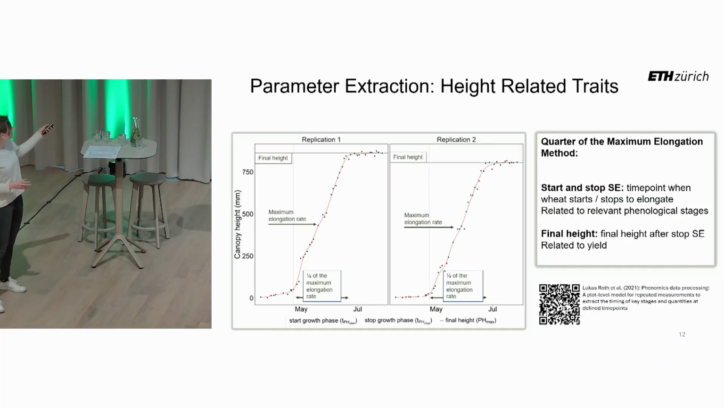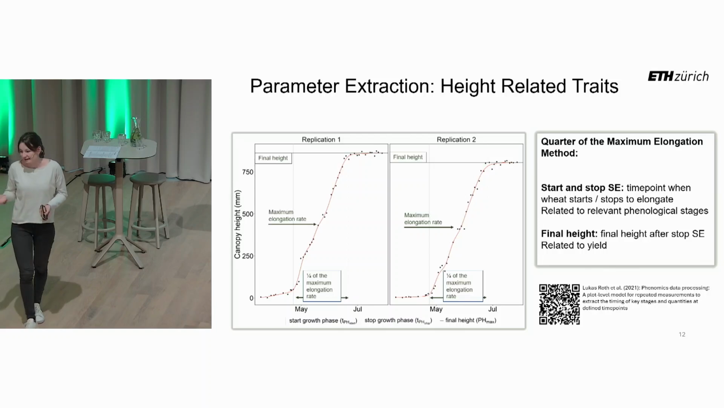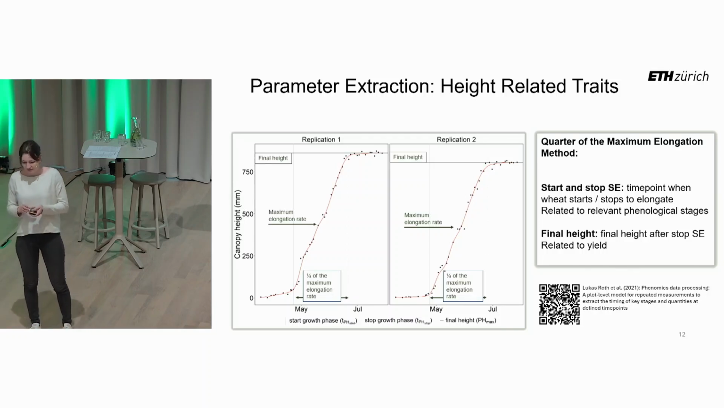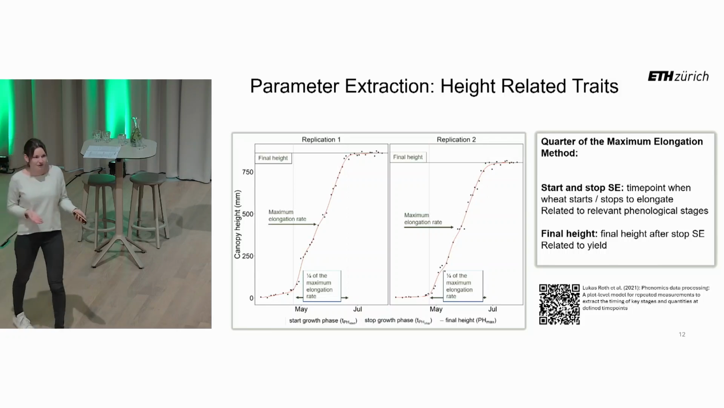We have the vertical lines, or the start, the time point of the start, and the stop of the stem elongation. So that means the time point when wheat starts and stops to elongate. And the third trait is the final canopy height. So that's the final height after stop of stem elongation.